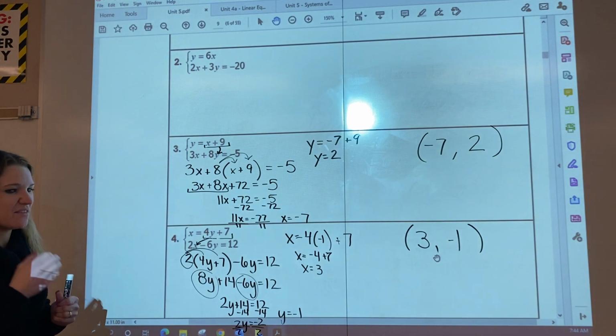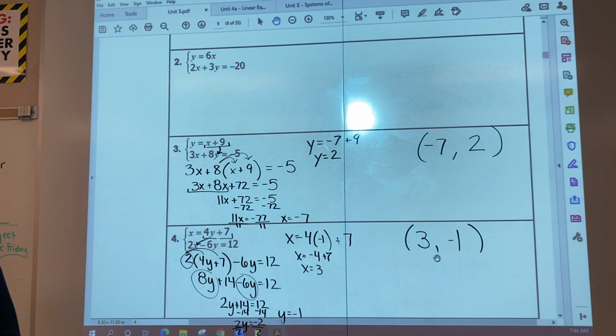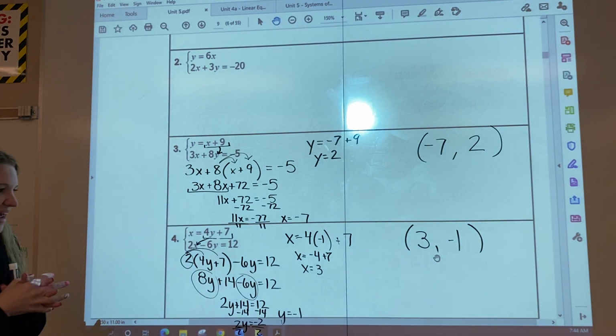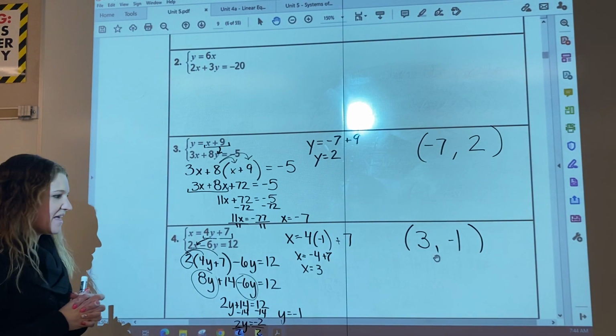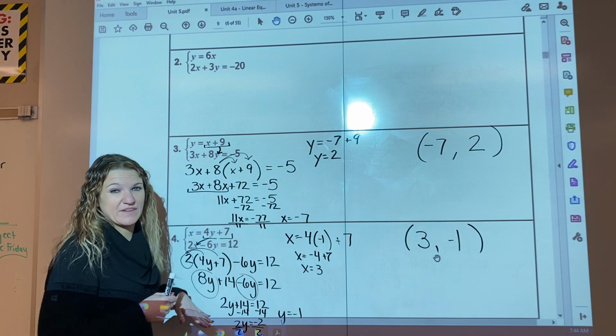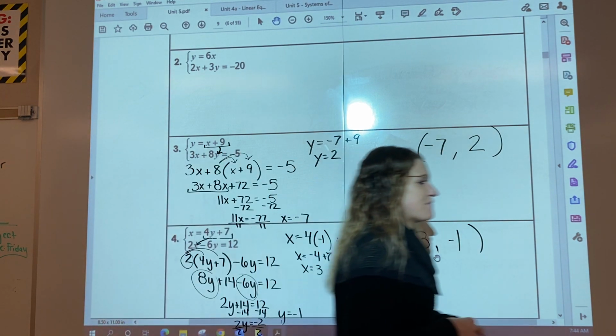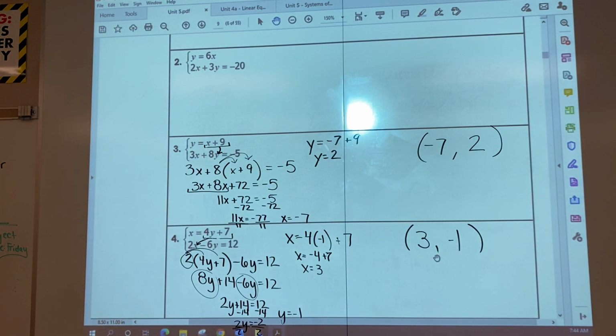All right, not too bad. Those first 4 examples are not bad, but what you're going to see on the next page, number 5 through 11, is that they're not going to be solved for a variable. We're going to have to do that extra step first. So let me scroll down here and we can look at those examples.